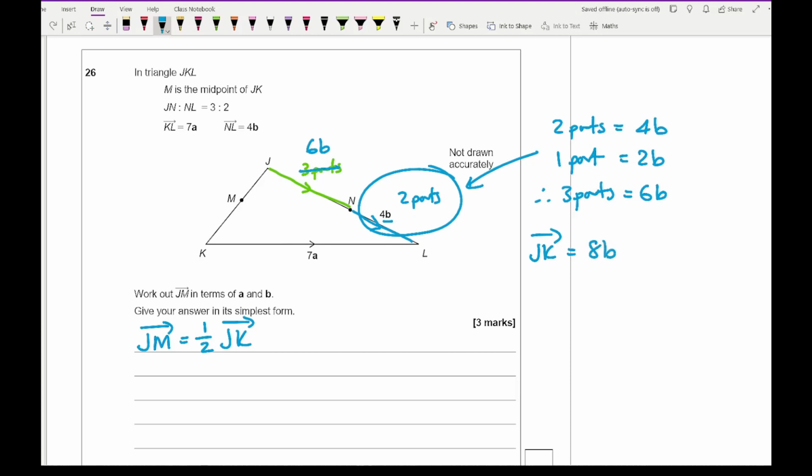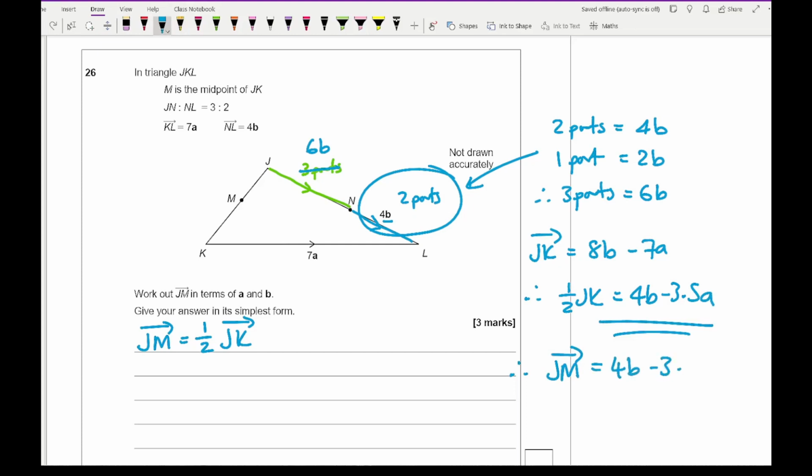and then minus 7A. So therefore, half of JK is going to be 5B minus 3.5A. I've missed out an A there, so that should be an A, not a B. And there is my final answer. So therefore J to M is equal to 5B minus 3.5A. You could write it as 7 over 2, that's entirely up to you, but that there is our last question and the end of this practice paper.